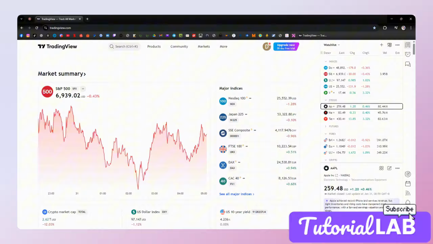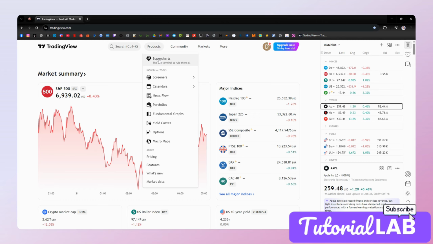Now, let's get started and go through the process step by step so everyone can follow along, even if you are new. First, open your browser and go to tradingview.com. Press enter. Once we reach the main page, we can log into our account. After logging in, we go to the trading section. Click the product. Click on Super Charts.